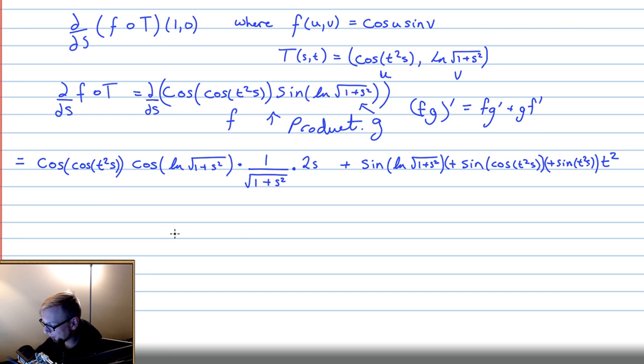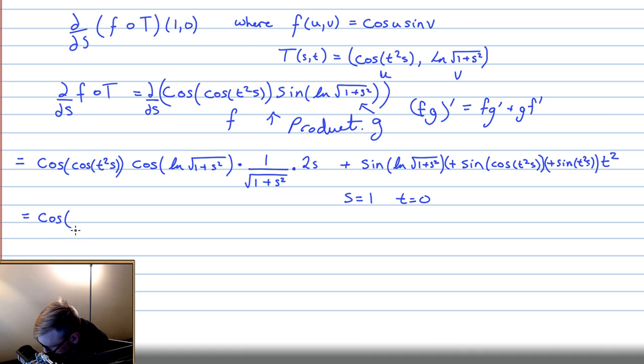Now we need to plug in the point 1, 0 and see if we get the answer. What is the point 1, 0? For, what is it? T comes first? No, s comes first. So for s, we plug in 1. For t, we plug in 0. So s equals 1, t equals 0. Let's plug her in.